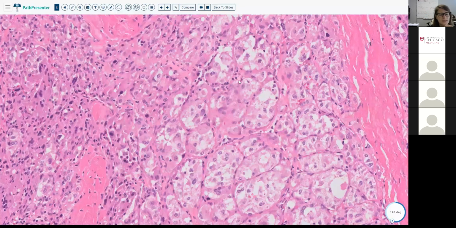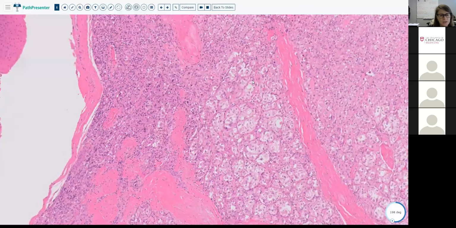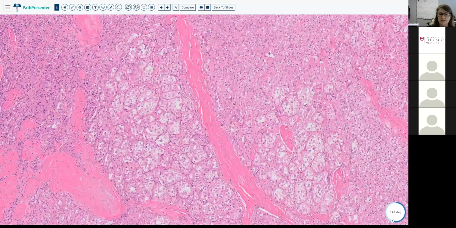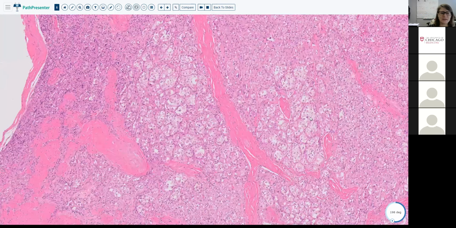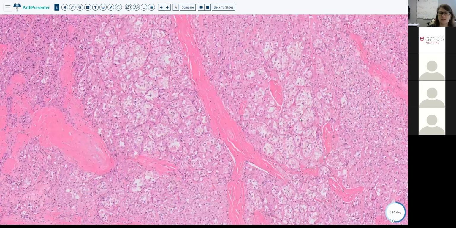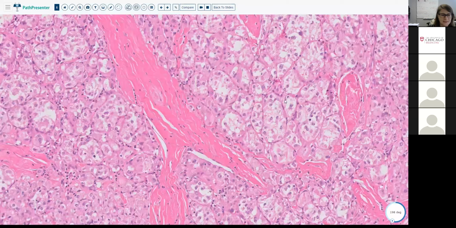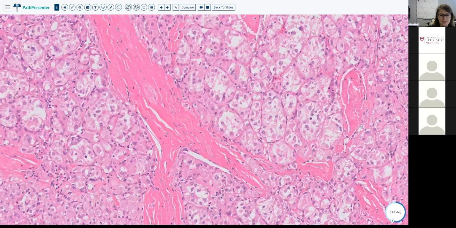Yeah, great. So I think the salient features are this growth pattern, this very nested, packeted growth pattern that reminds you of a paraganglioma, a clear cell renal cell carcinoma, pulmonary alveoli, right? So you said this word alveolar, which basically means nested, right? And separated by this delicate vascular stroma.